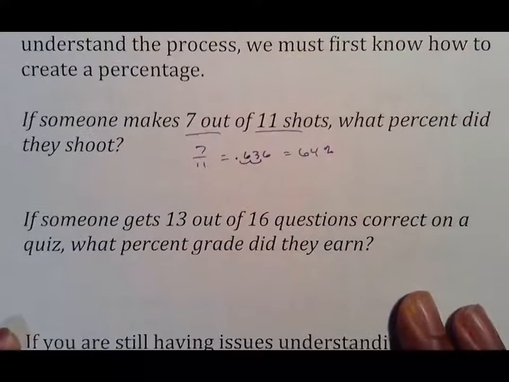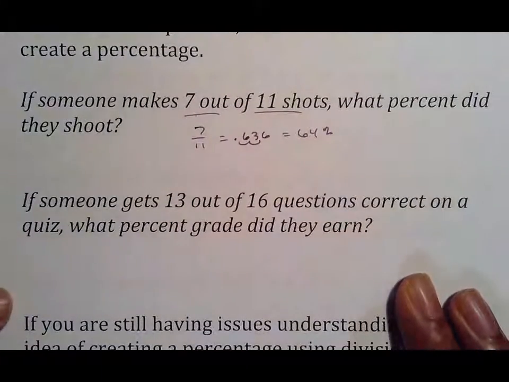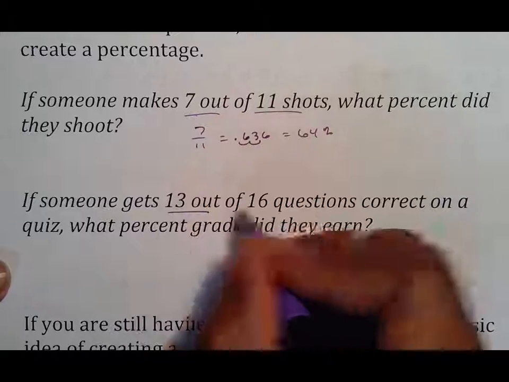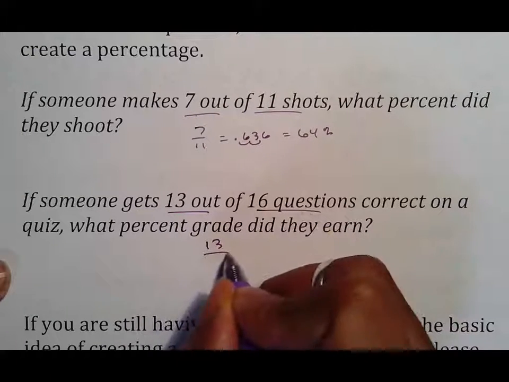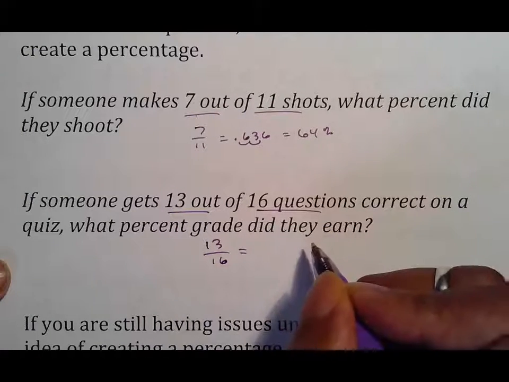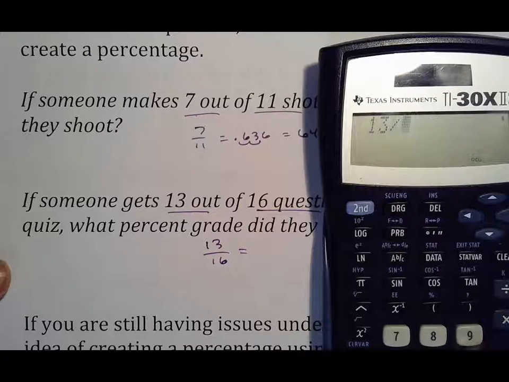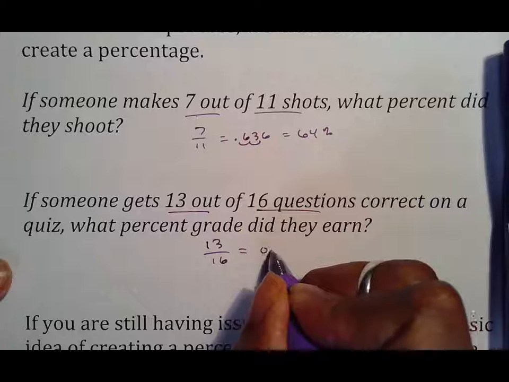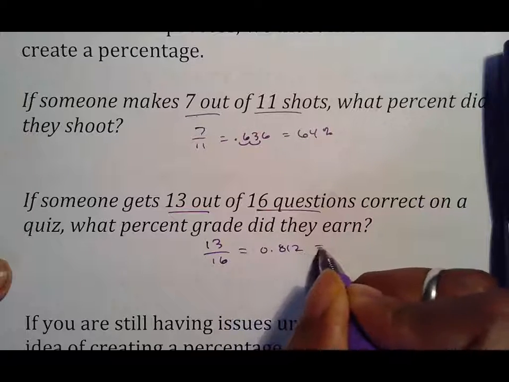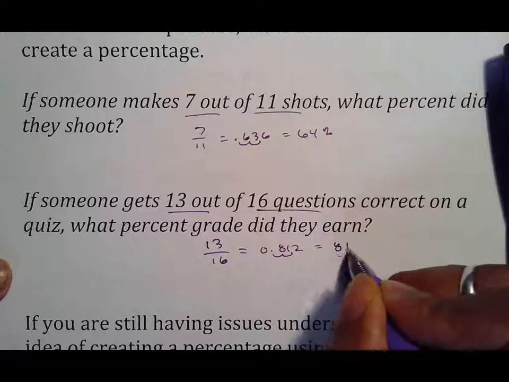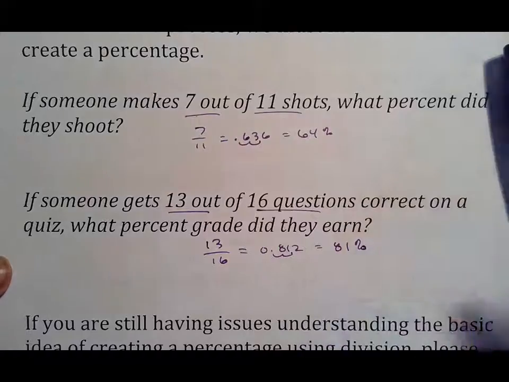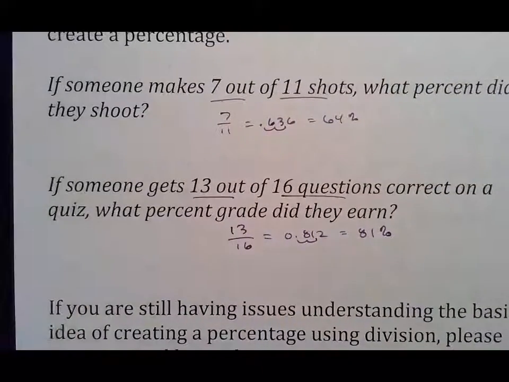If someone gets 13 out of 16 questions correct on a quiz, what percent grade did they earn? Again, that's the part, that's the whole. Make your fraction. Do your division. 0.812. Again, moving that over, it would just be 81% is what we would put unless they wanted a decimal. And in that case, you could put 81.2.